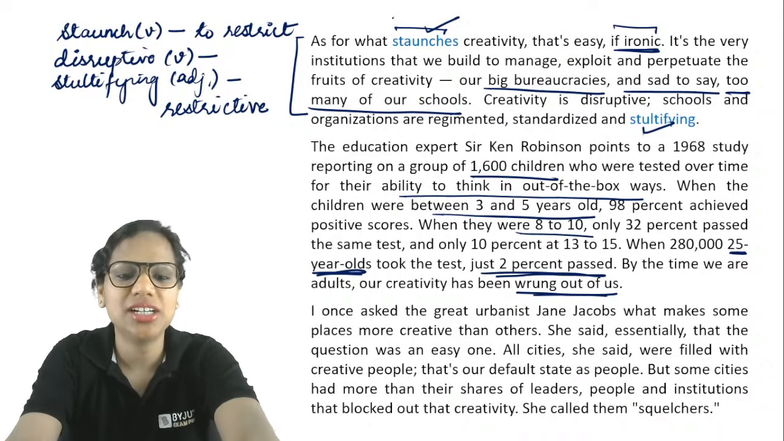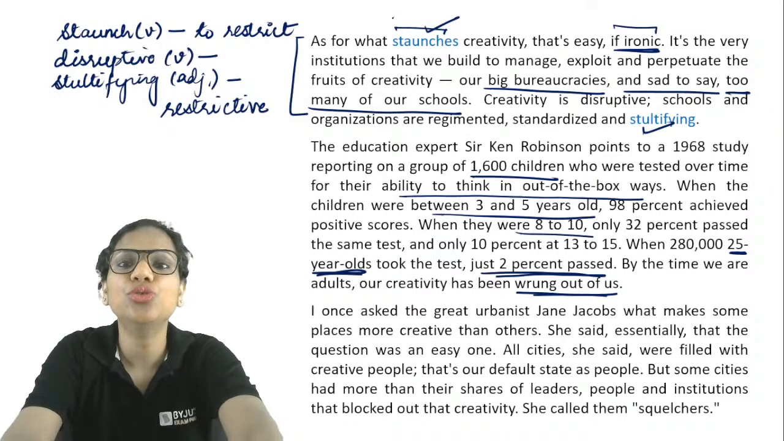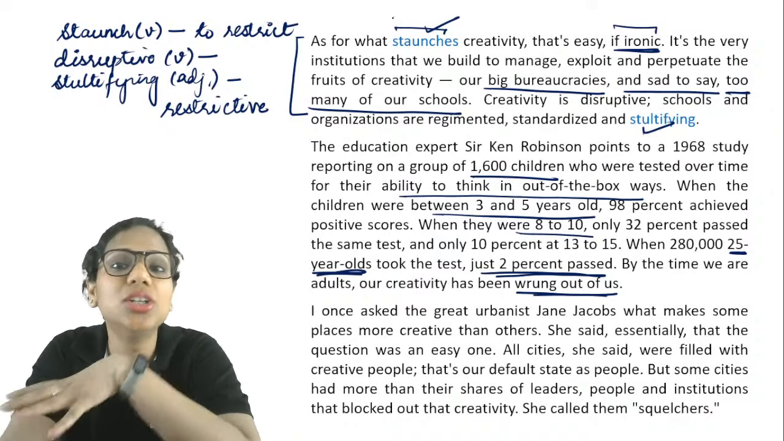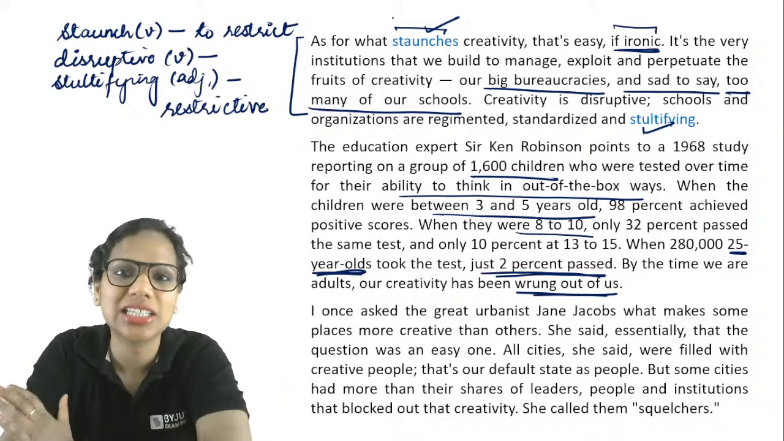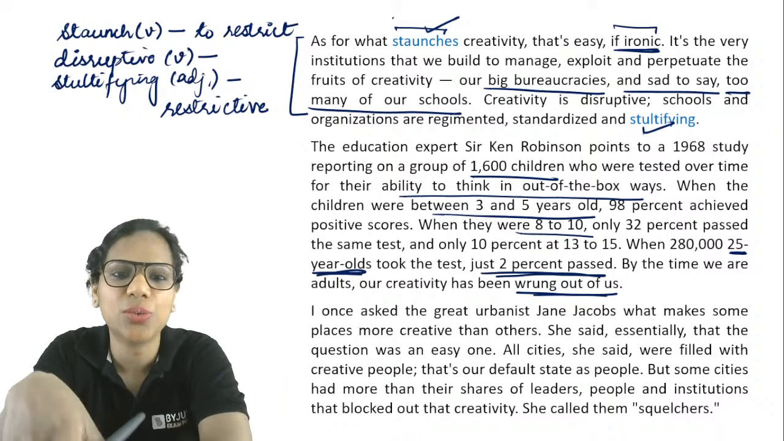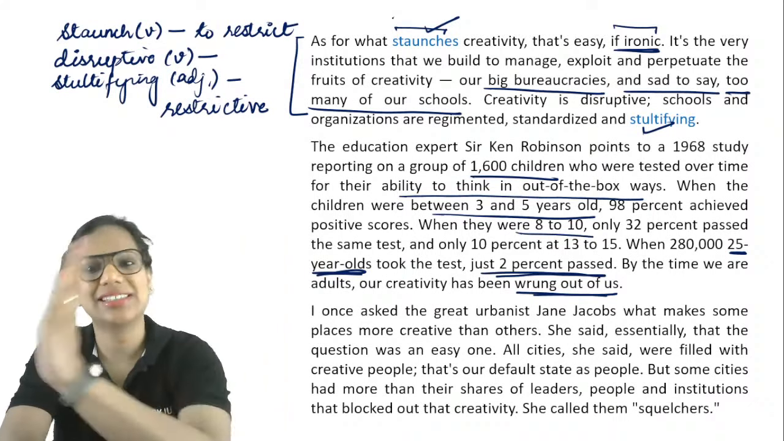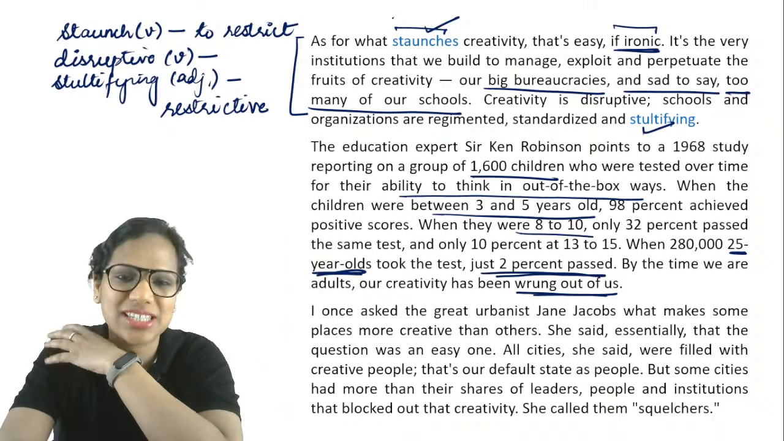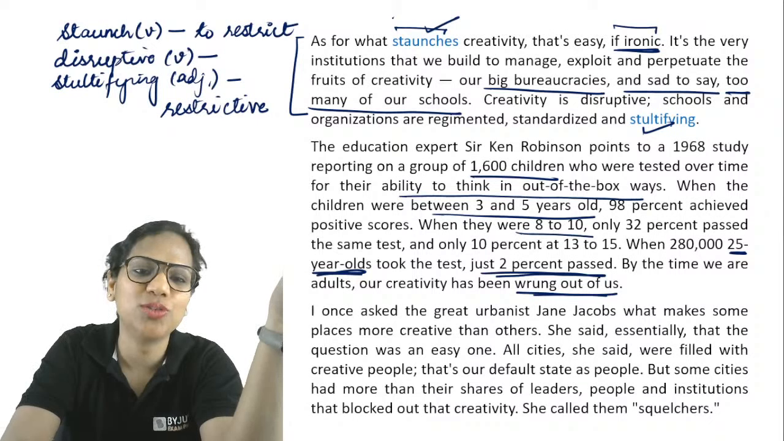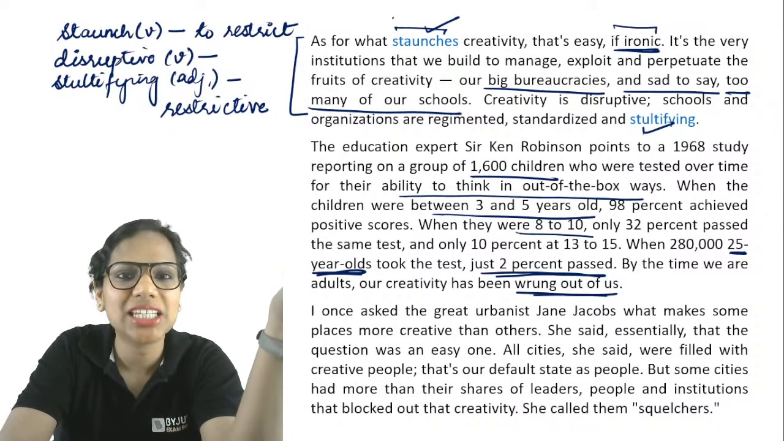By the time we are adults, creativity, again, see, if you do not know the exact meaning, you need not, right? You just have to understand the sentence. So just look at the words around it. The creativity has been wrung out of us. That means it has been sort of taken out of us, twisted out of us, right? So that is the meaning of wringing something out of someone, right?